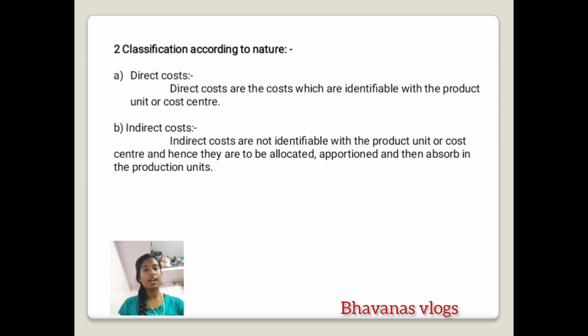Now let's move to the second classification, that is classification according to nature. According to the nature, we have 2 classifications: direct cost and indirect cost. Direct costs are the costs which directly impact the production of the product or the cost center. Directly involving the financial aspects is called direct cost. Indirect costs are not identifiable with the production units or a cost center, and hence they are to be allotted, apportioned, and then absorbed in the production units. It is like when unexpectedly in the production unit some cost comes, that is known as indirect cost.